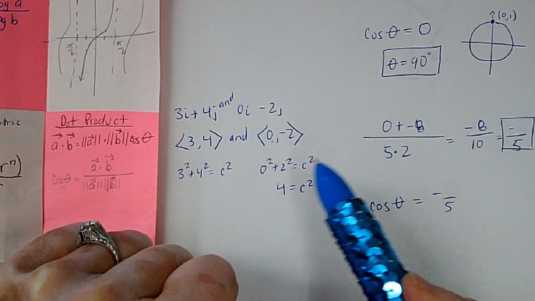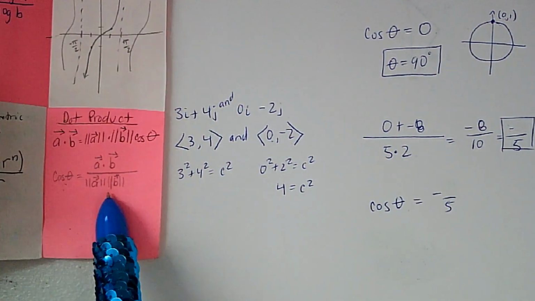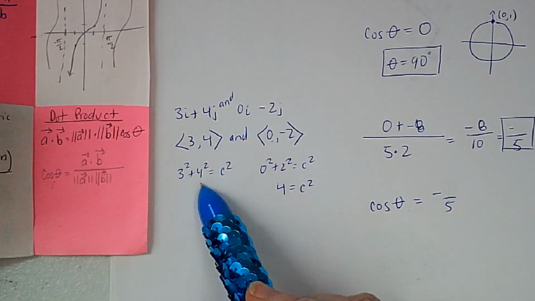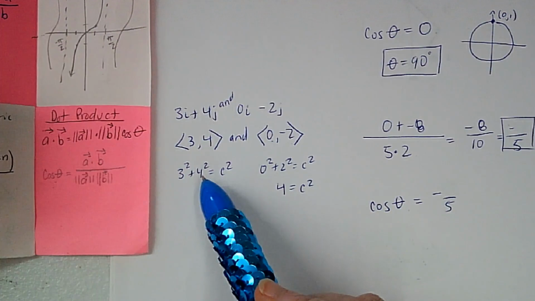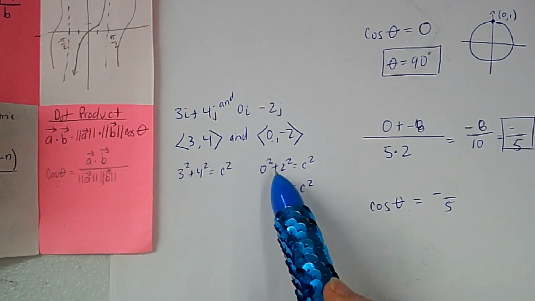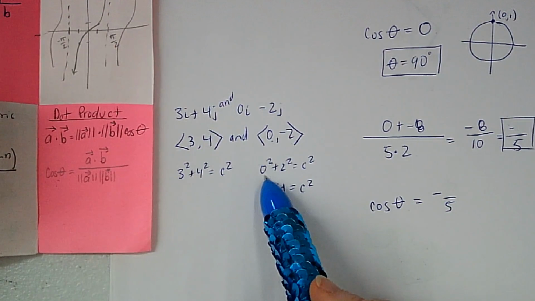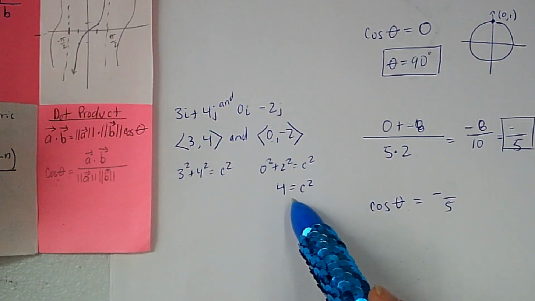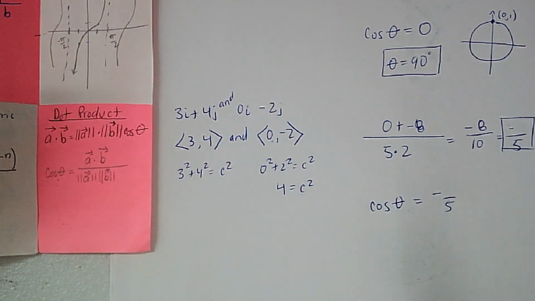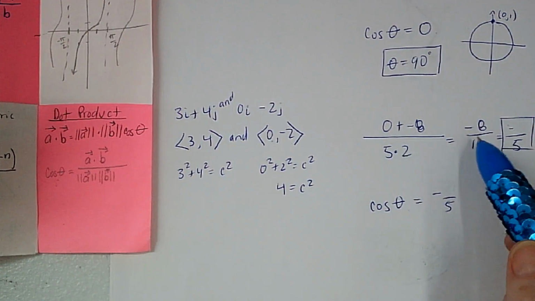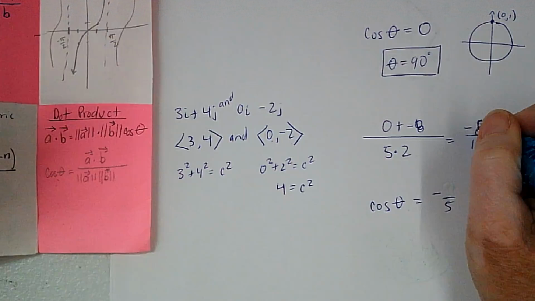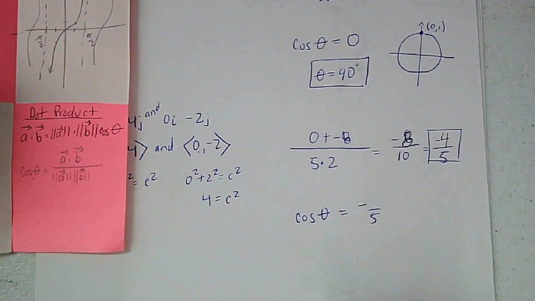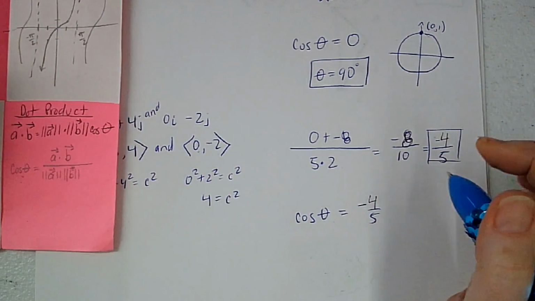And then I'm going to get the magnitudes. See how it says magnitude A times magnitude B? The magnitude of this first one is 3 squared plus 4 squared is C squared. I just recognize that that's going to be 5 because it's a 3, 4, 5 triangle. And this would be 0 squared plus negative 2 squared, that's going to end up being 4 is C squared, so C is 2. And then 0 plus negative 8 is negative 8. So I got negative 8 tenths, which is negative 4 fifths. And so cosine of theta is negative 4 fifths.